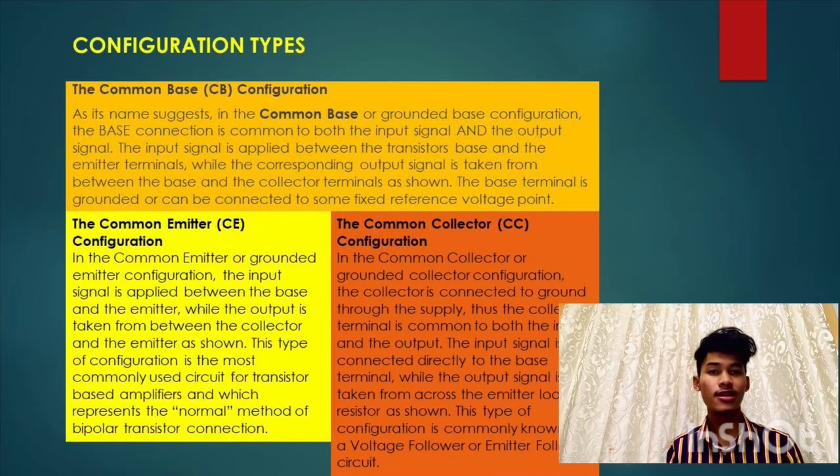Okay, second, the common emitter configuration or CE. In the common emitter or grounded emitter configuration, the input signal is applied between the base and the emitter, while the output is taken from between the collector and the emitter as shown.